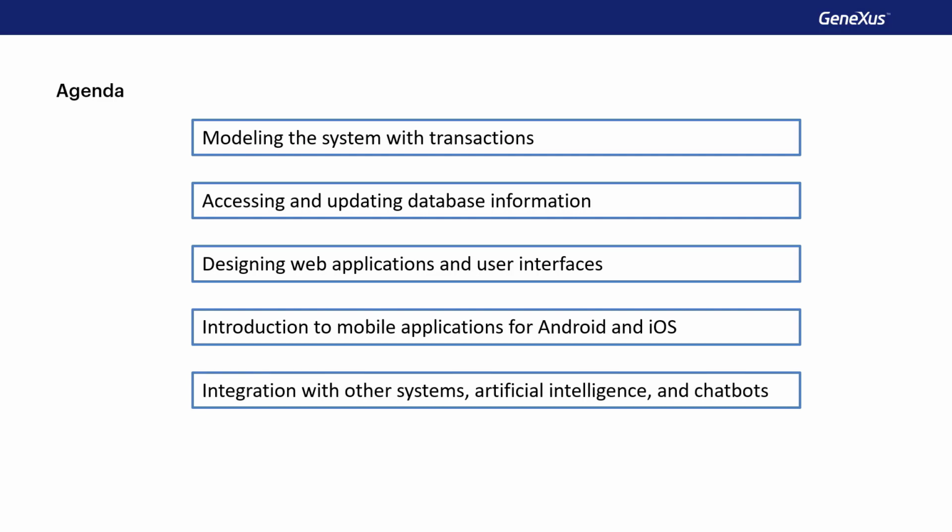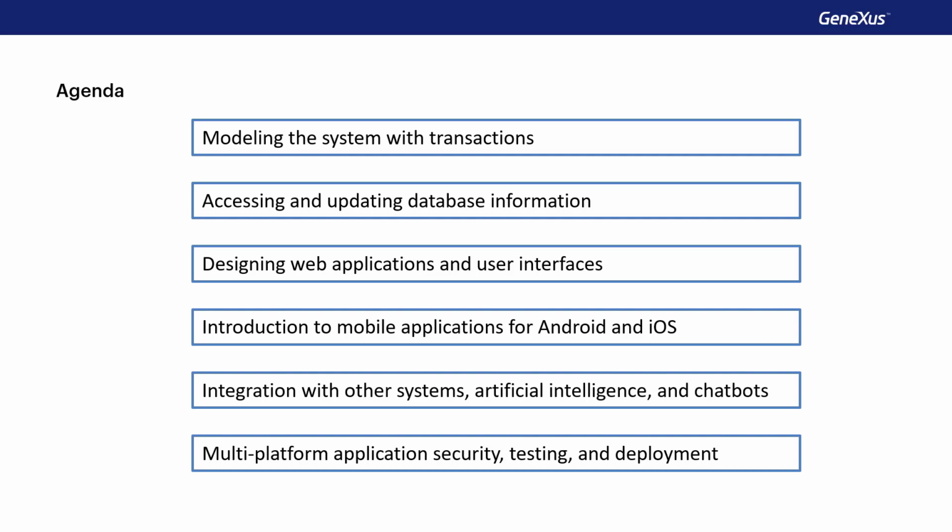Integration with other systems, artificial intelligence, and chatbots. Here we'll learn how GeneXus is capable of interacting with other applications. For example, by accessing several databases, importing a DLL from .NET, or through web services. Also, how to use artificial intelligence for image and text recognition, or how to use chatbots in our applications.